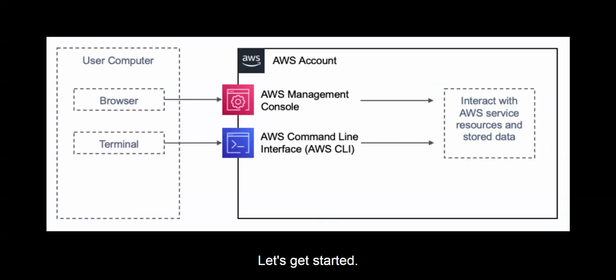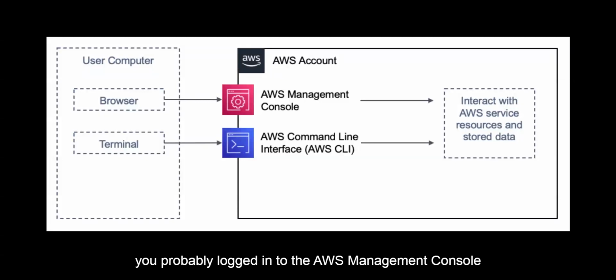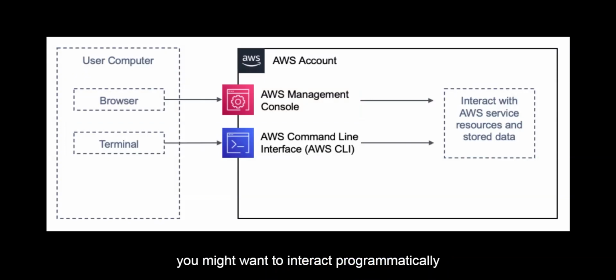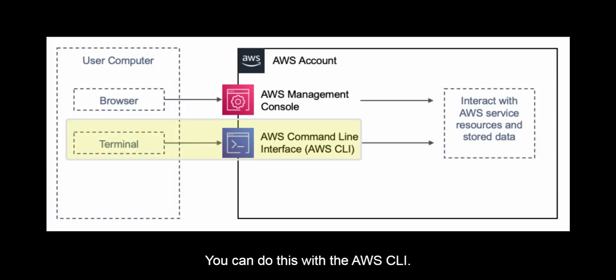Let's get started. First, let's review the purpose of the AWS CLI. The first time you ever accessed an AWS account, you probably logged in to the AWS Management Console using a browser. This is a popular way to access an account because it provides a graphical user interface. However, on occasion, you might want to interact programmatically with an AWS account by running commands, for example, from a terminal window on your laptop. You can do this with the AWS CLI.